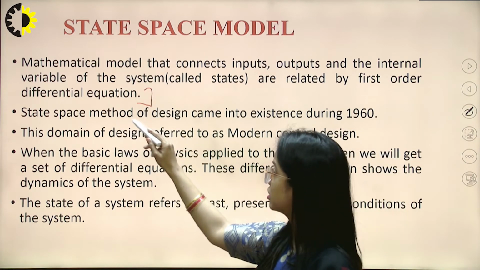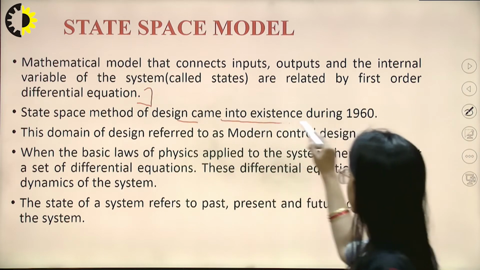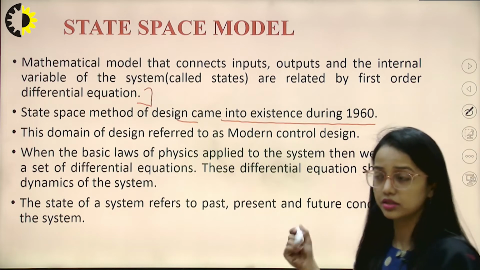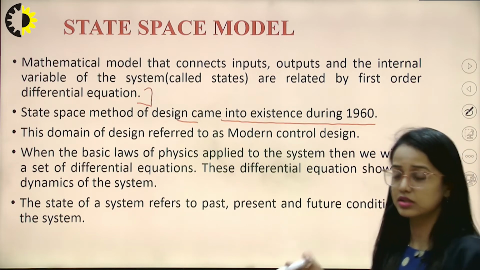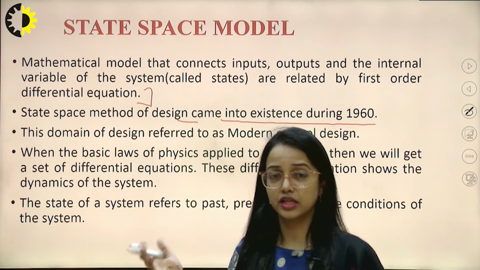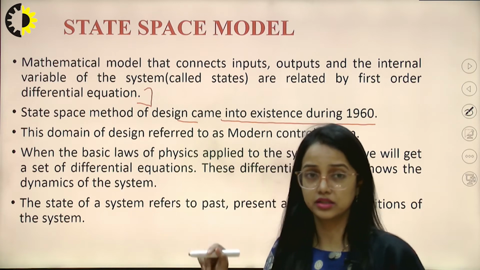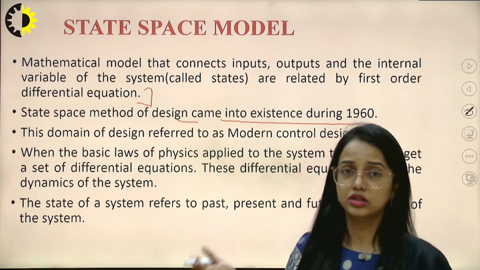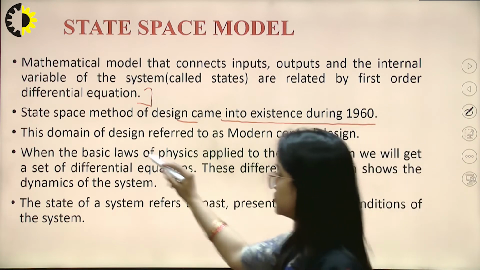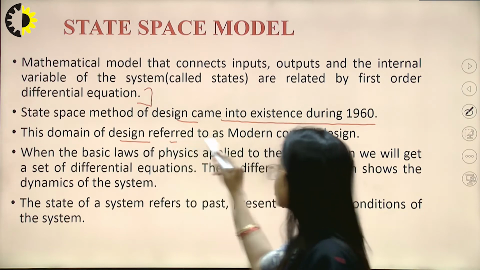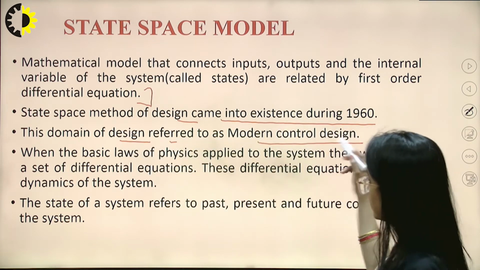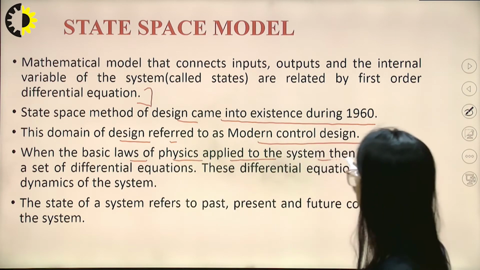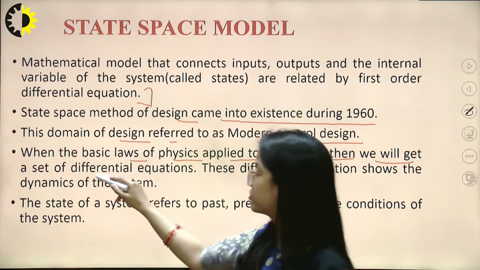The state space method of design came into existence during the 1960s. So this is not a new process, and it is not altogether a non-tested process. This is verified and has come into existence in the 1960s. So we have enough studies and discoveries already done on the state space model. This domain of design is referred to as modern control design. When the basic laws of physics are applied to the system, we get a set of differential equations.